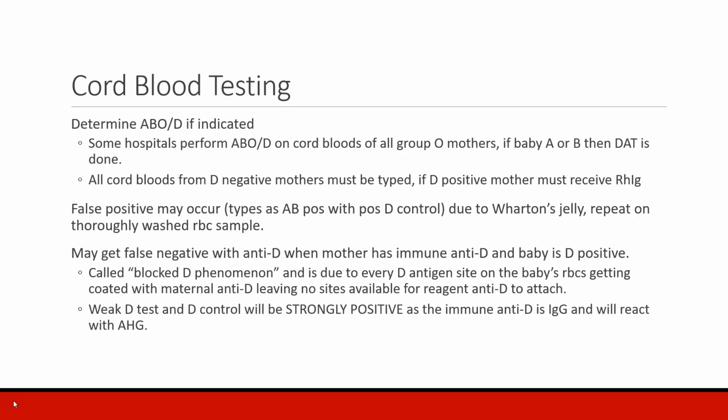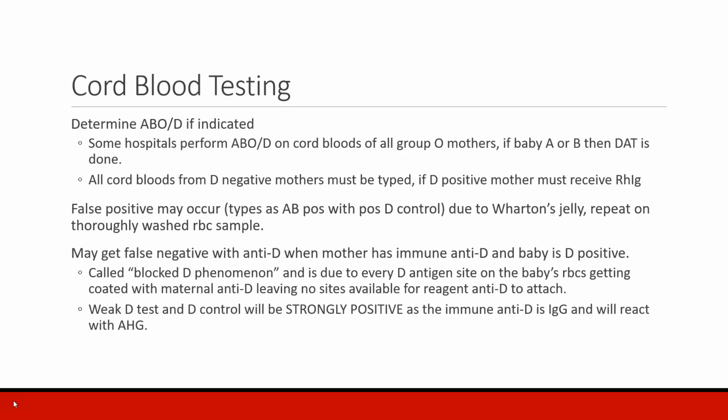series. You may get a false negative with anti-D on the cord blood when a mother has immune anti-D and the baby is positive. This is called the blocked D phenomenon. Put a star by this. I want you to memorize this. And this is due to every D antigen site on the baby's red cells getting coated with maternal anti-D.